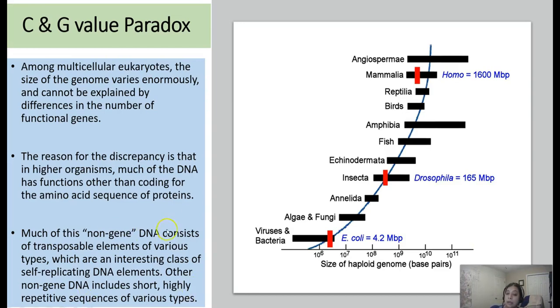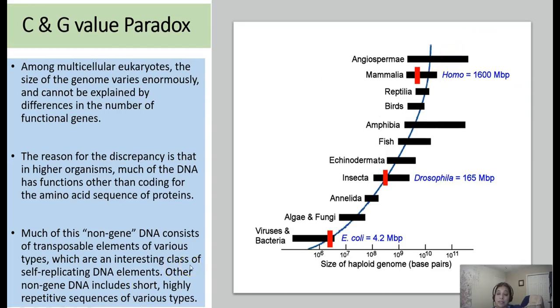As you can see here, while generally speaking there is a trend that more complex organisms have higher C values, there's still a lot of variability, and some of these changes cannot be explained simply by differences in the number of functional genes. For example, here you have angiosperm plants that have a humongous genome and great variability in the size of the haploid genome in base pairs.